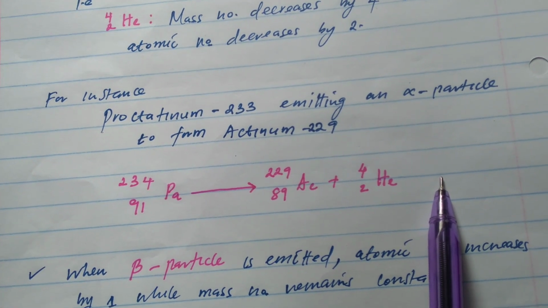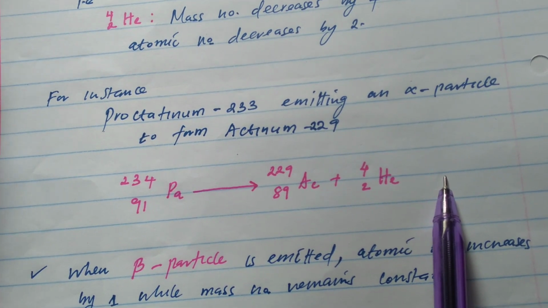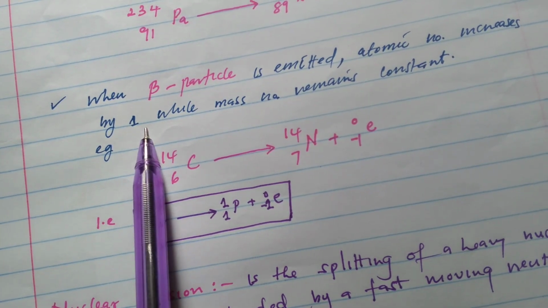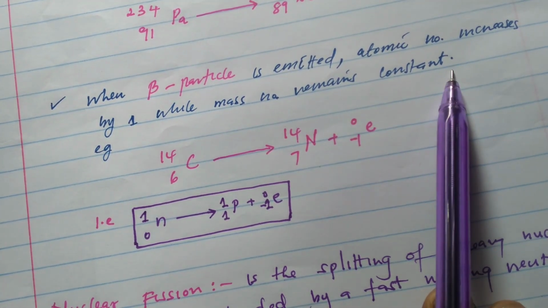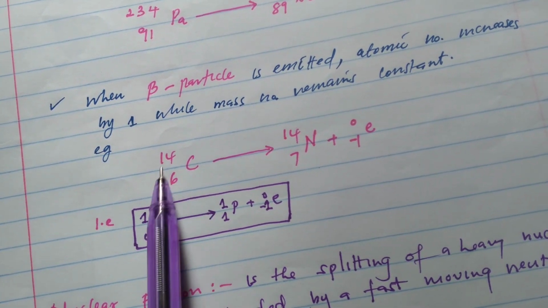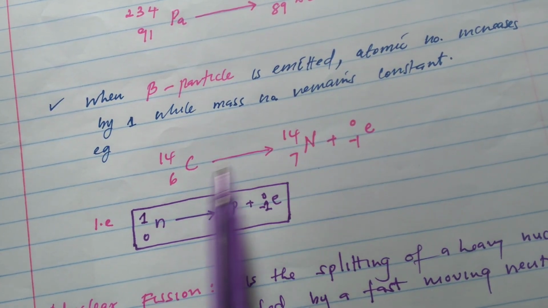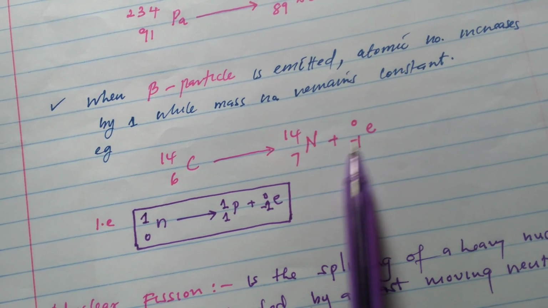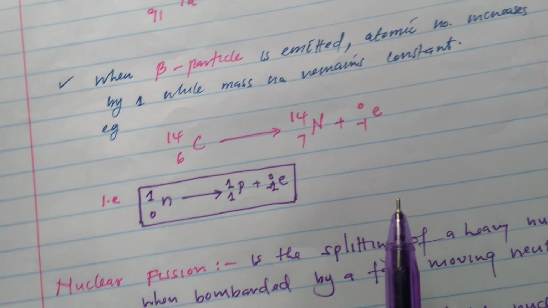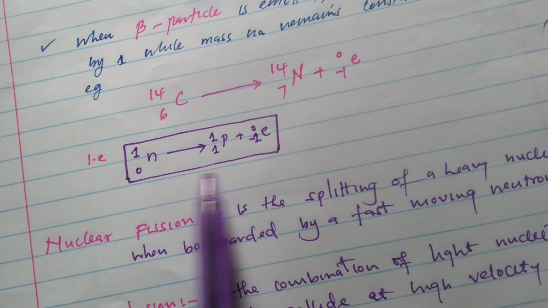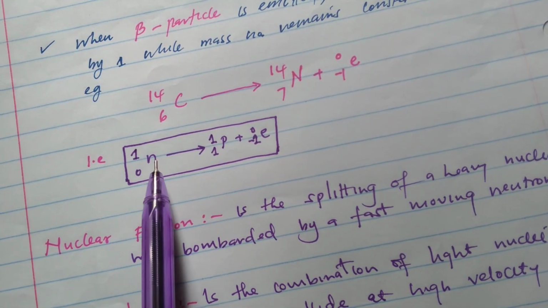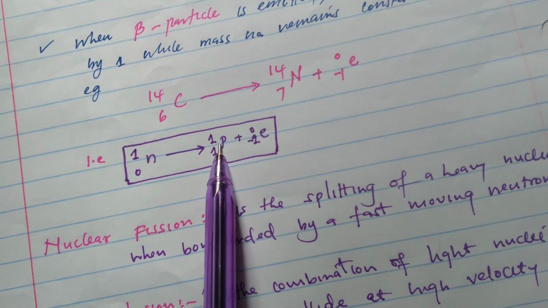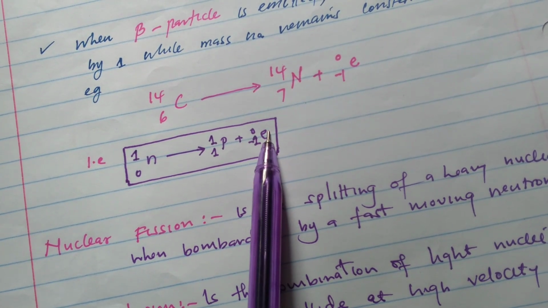Now for the beta particle. When a beta particle is emitted, the atomic number increases by 1 while the mass number remains constant. For instance here, the mass number has remained constant, but the atomic number has increased by 1, with the emission of a beta particle. It can also be related as this. This releases the particle by increasing the proton.